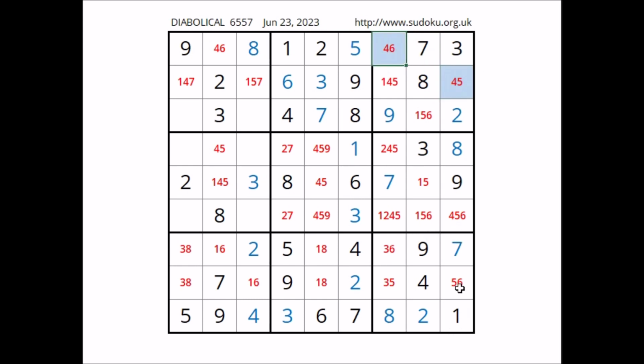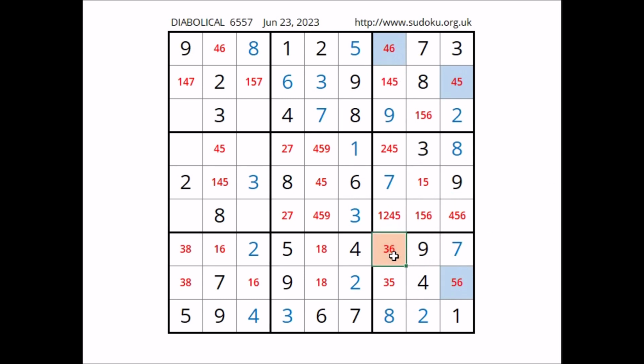Take a look at this sector, take a look at this place. This place is in the same column with this place. In this place are the no common option of these two places, 5 and 6. So we have an XY-wing situation in these two sectors. Okay, look. 6 is the common option of these two places. In this sector, in this place, cannot be number 6.